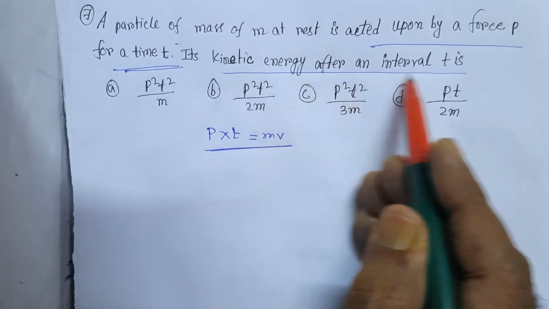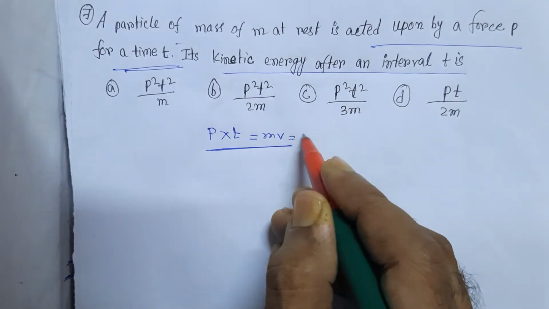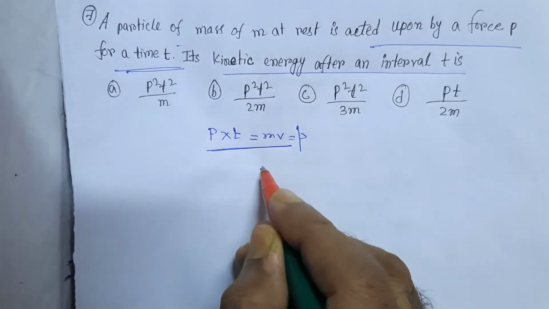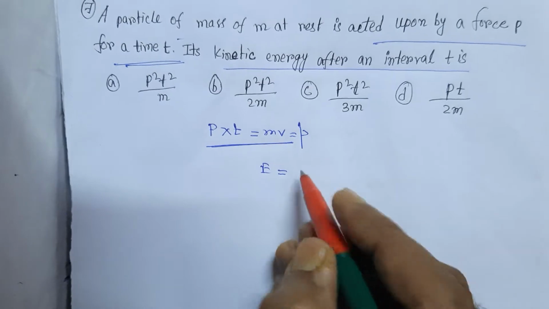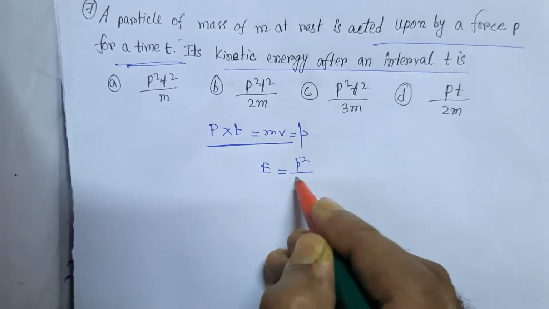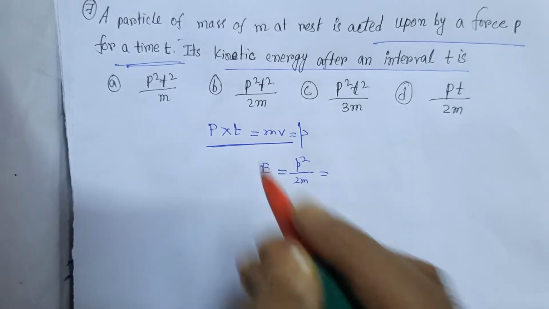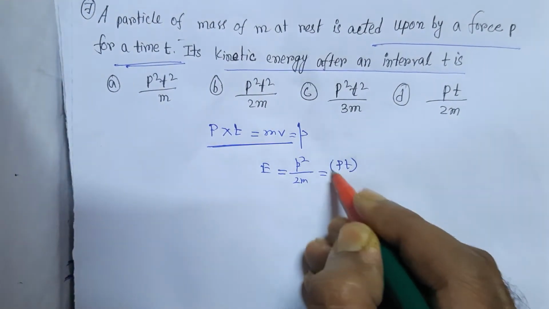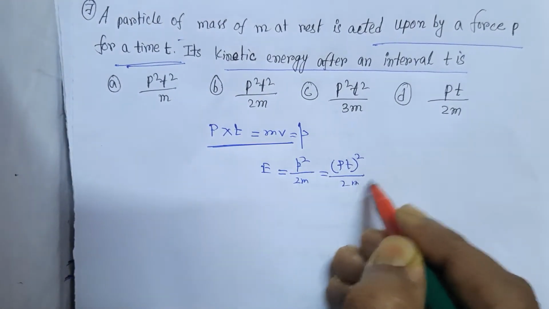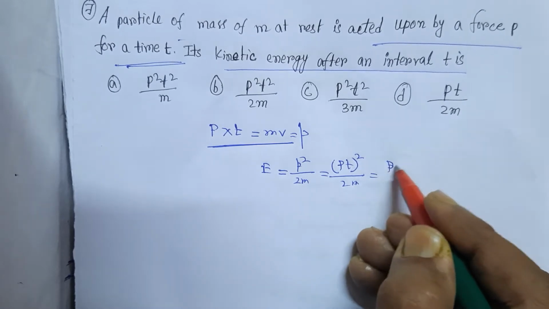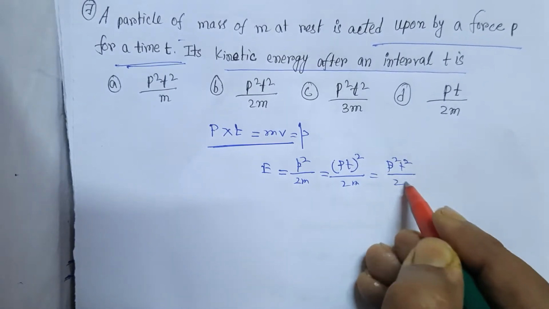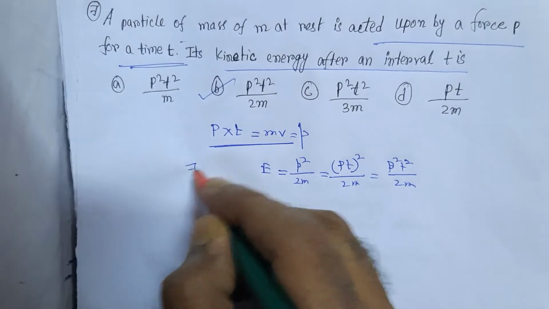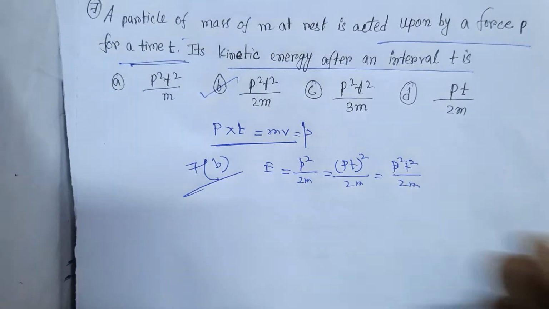We want to know the kinetic energy. Kinetic energy E equals, we know that p square by 2m, and p equals capital P into t. So this is capital P t whole square by 2m, that is P square t square by 2m. So B is the correct choice. So the correct answer to the question number 7 is B.